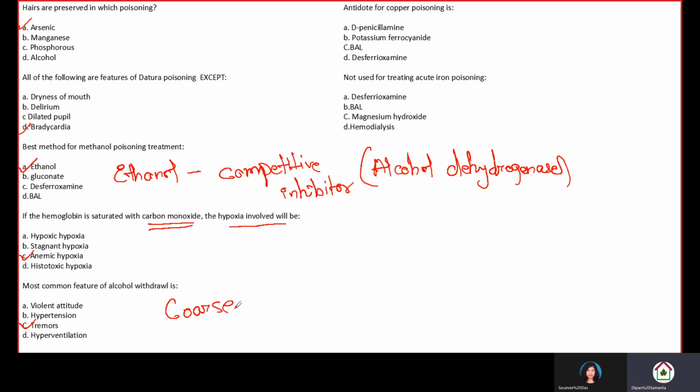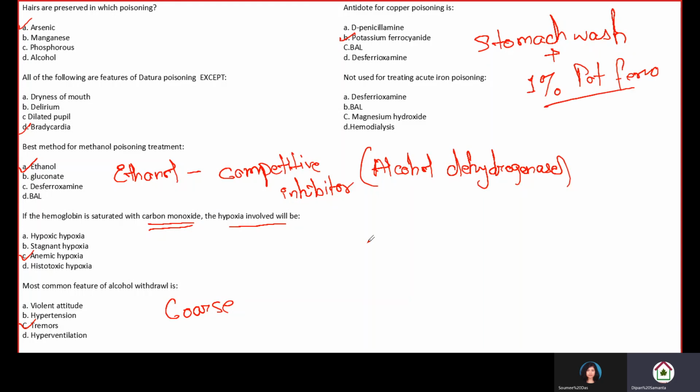Next question: antidote for copper poisoning. Potassium ferrocyanide is the antidote. Management of copper poisoning includes stomach wash with 1% potassium ferrocyanide. To be precise, stomach wash plus 1% potassium ferrocyanide.